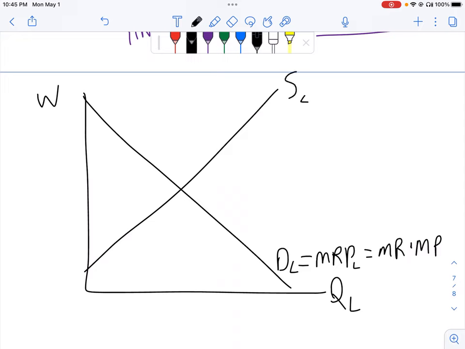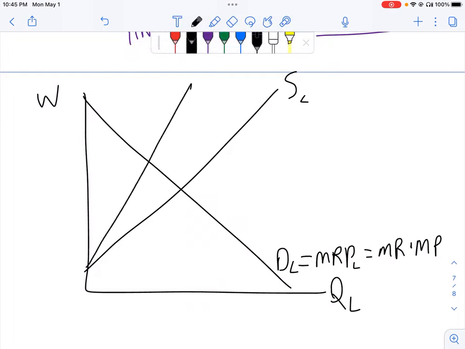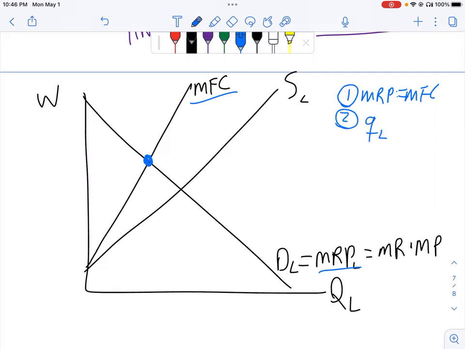Now, here's the deal. Because they're a wage maker, they can change the wage. If they can change the wage, this changes your marginal factor cost. So your marginal factor cost is going to look like that. Marginal factor cost. Now, the steps are the same. We still will do marginal revenue product equals marginal factor cost. We will still do that. So that happens at this point right here. We will then find quantity of labor straight down. And then step 3 would be finding the wage.